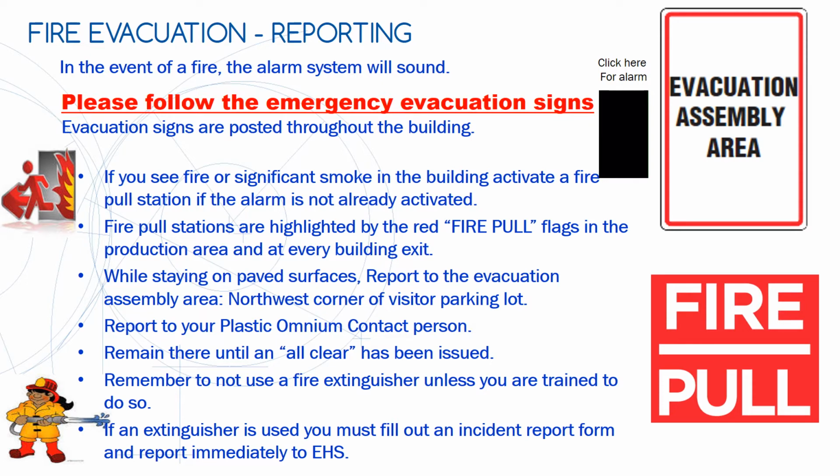If you see fire or significant amount of smoke in the building, activate a fire pull station if the alarm is not already activated. The fire pull stations are highlighted by the red fire pull flags in the production area and at every building exit. While staying on paved surfaces, report to the evacuation assembly area, which is the northwest corner of the visitor parking lot.